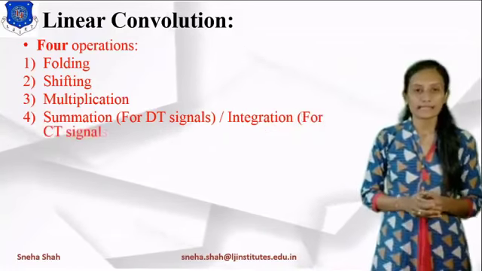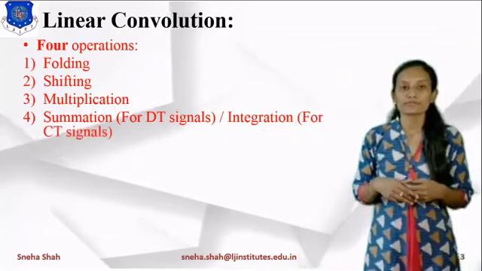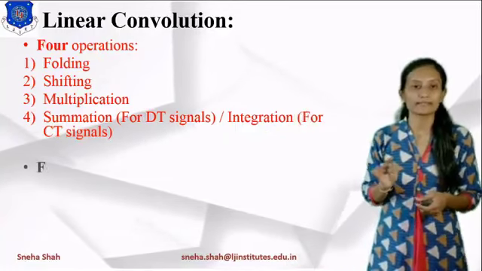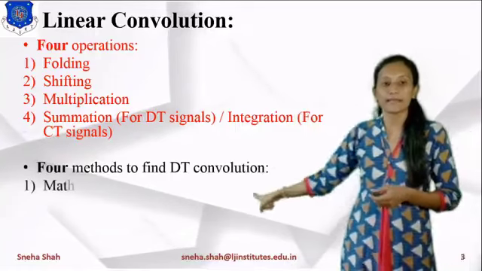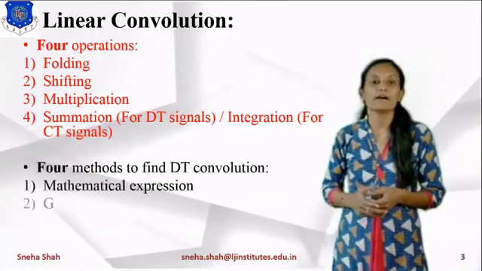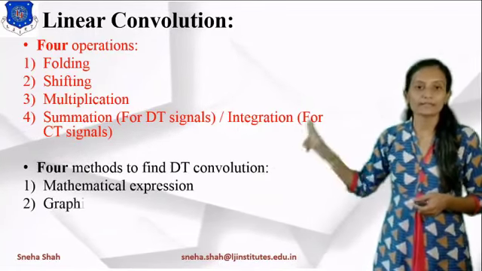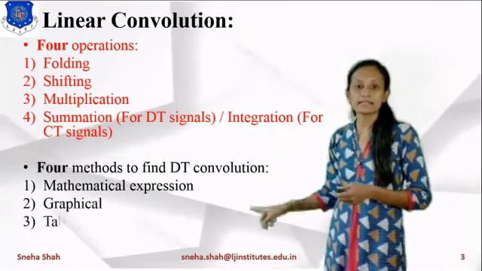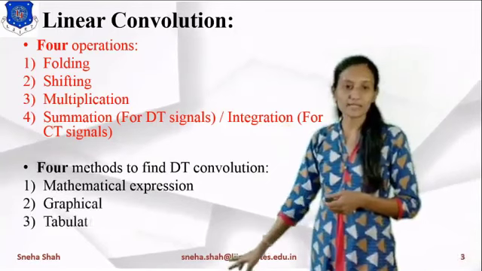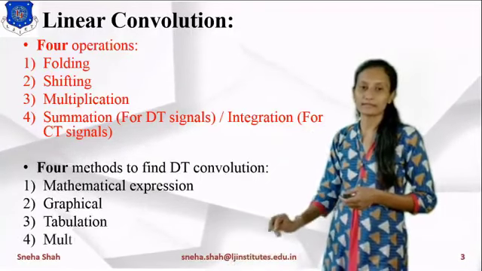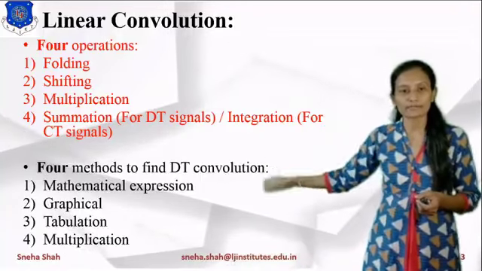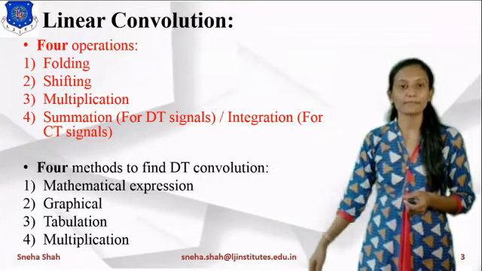Now, if you want to solve a linear convolution example, there are four different methods. The first method is the mathematical equation method, or mathematical expression method. The second method is the graphical method. The third method is the tabulation method, and the last method is the multiplication method. We'll solve some examples of convolution by using these four different methods.